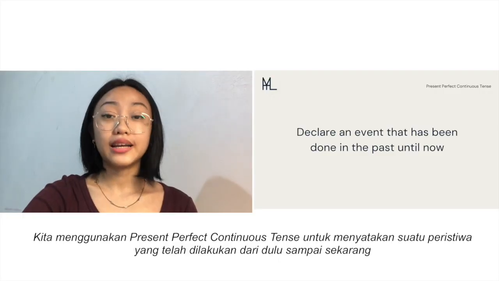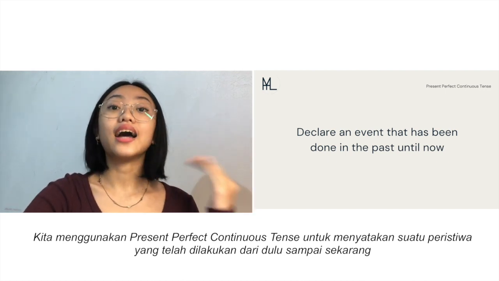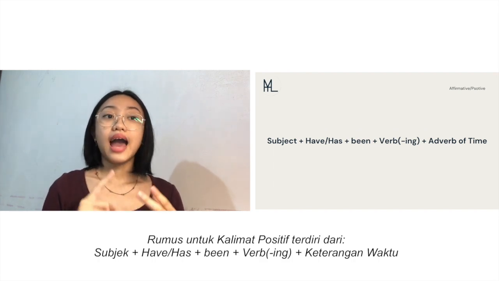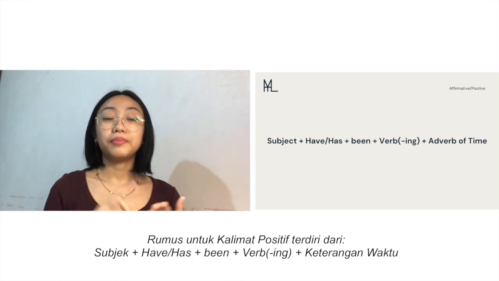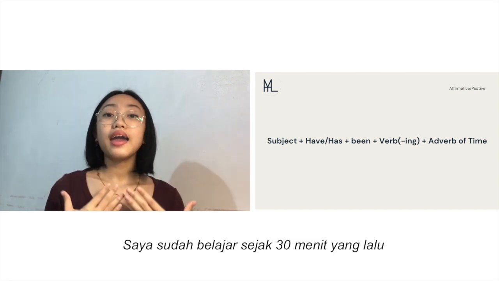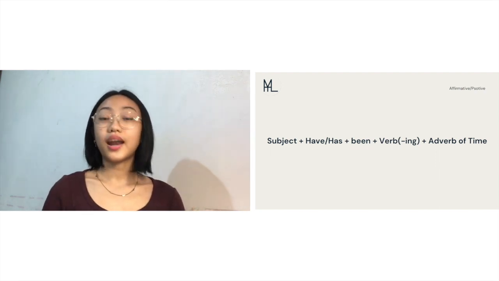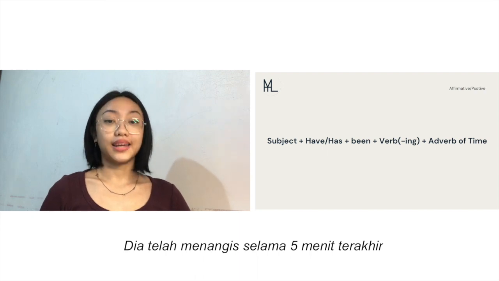The next one is present perfect continuous tense. We use present perfect continuous tense to declare an event that has been done since then until now. The positive formula consists of subject plus have or has plus been plus verb ing plus adverb of time. For example, I have been studying for the past 30 minutes. Another example, she has been crying for the last 5 minutes.